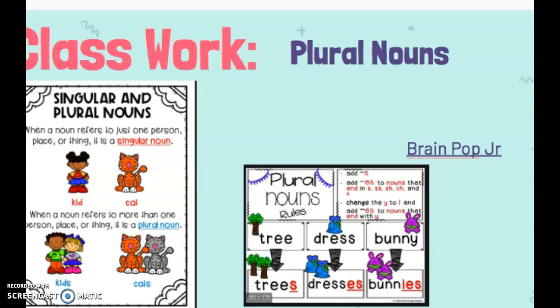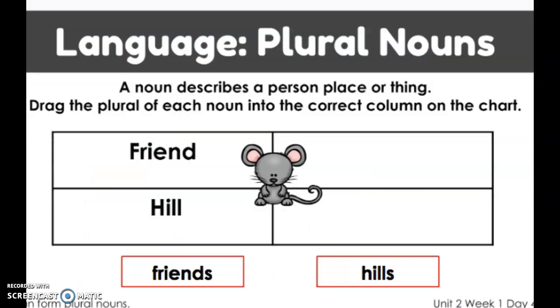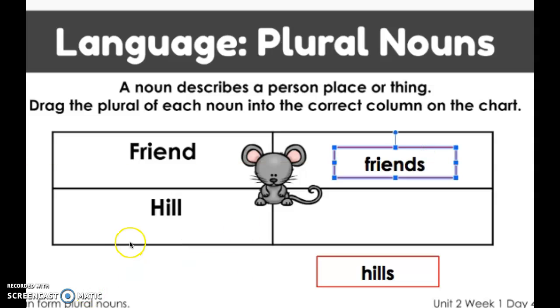We've also been working with single and plural nouns. We know that a noun is a person, place, or thing, or animal, and we know that a singular noun means one. With plural nouns, that means we're adding an S. So kid goes to kids, and cat goes to cats. So we have two words. We have friend and hill. If we add an S to those, friend as a plural noun goes to friends with an S on the end, and hill goes to hills with an S on the end.